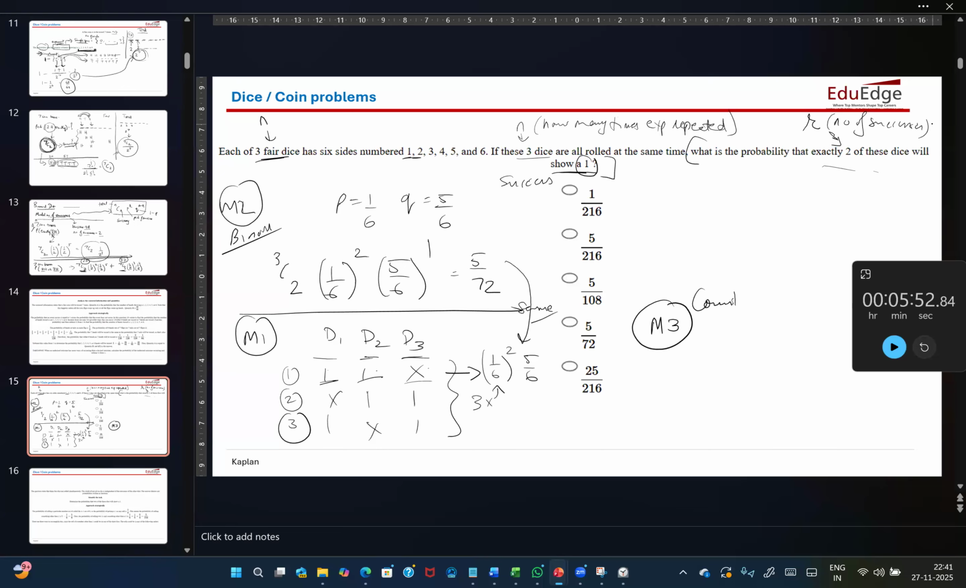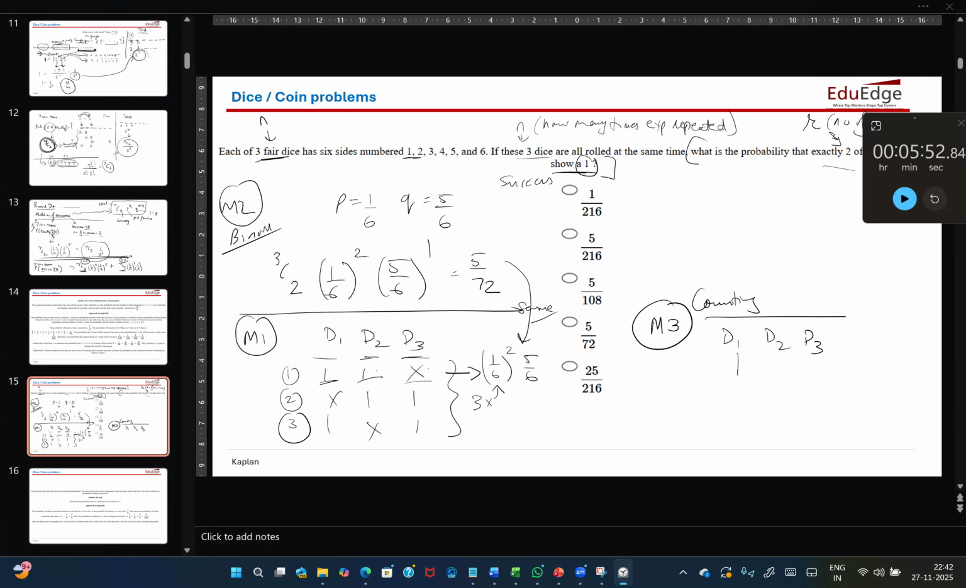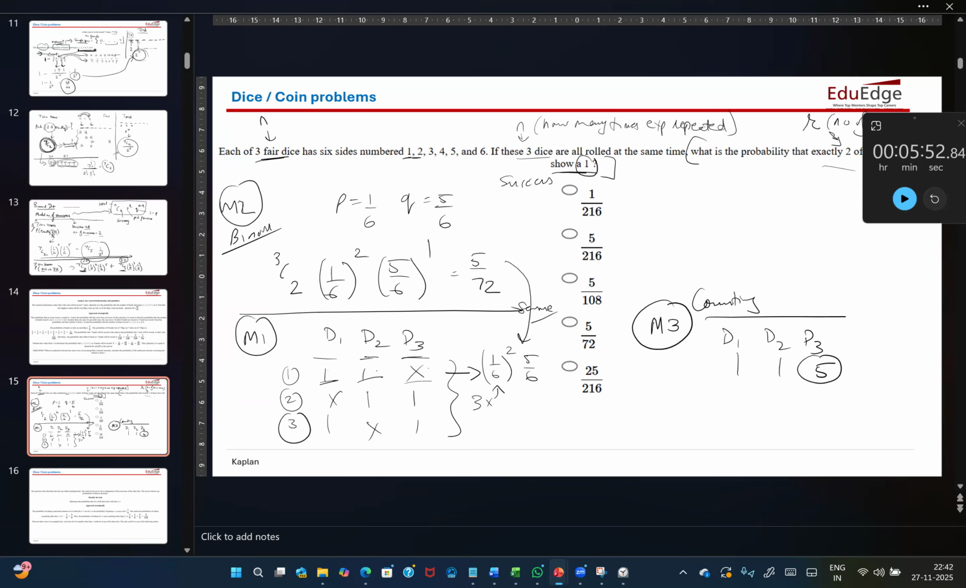Method 3 is the counting method. I'm understanding where you're getting at. So here you're saying you have one, and then there are 5 ways in which you can put x. I got the same answer, 5 by 72. So 5 ways, 5 ways, and 5 ways in the third. So there are 15 ways divided by 6 cube. Correct. So that's the same thing. So there are always three methods.